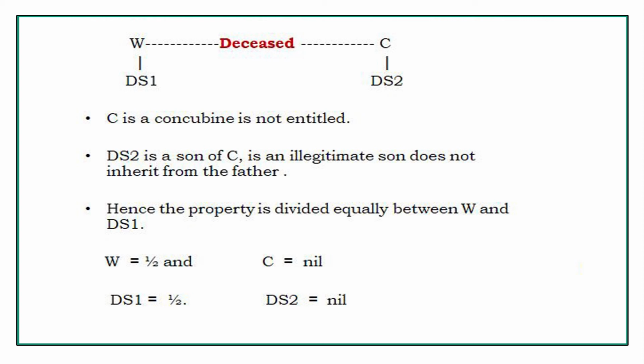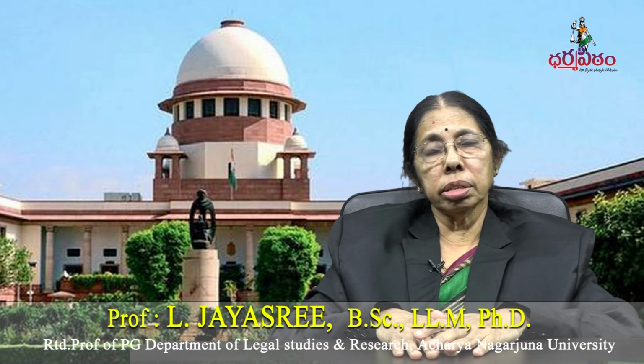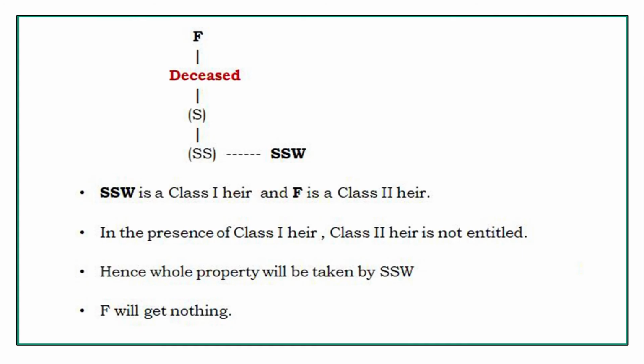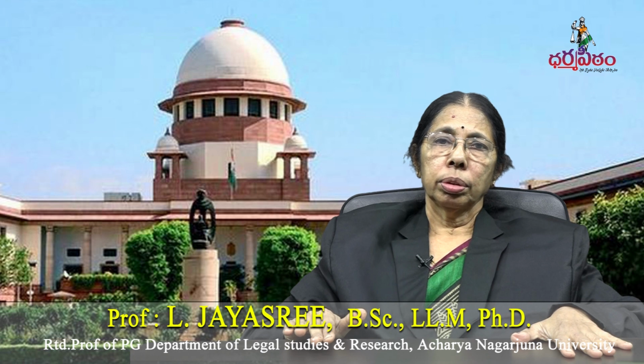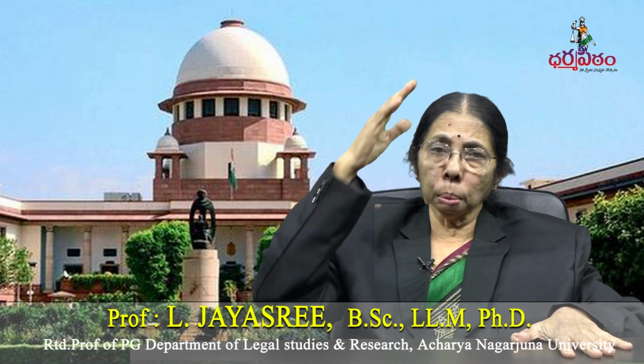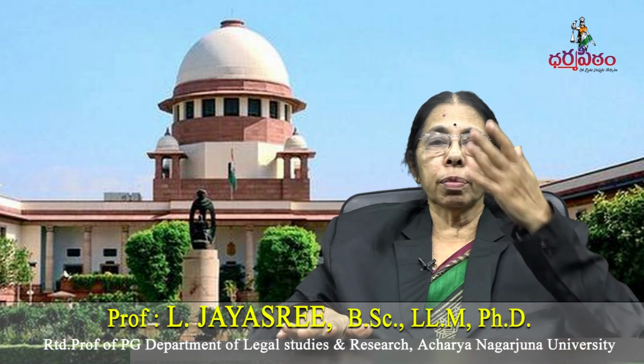Another case: a deceased having the father and son's widow. There are only 2 heirs, the father and the son's widow. Son's widow is a class 1 heir. Father is a class 2 heir. So the whole property will be taken by the son's widow. Father will get nothing, because class 2 heirs get only in the absence of all the 16 class 1 heirs. So SSW is a class 1 heir. The whole property will be taken by the son's widow and the father will get nothing.